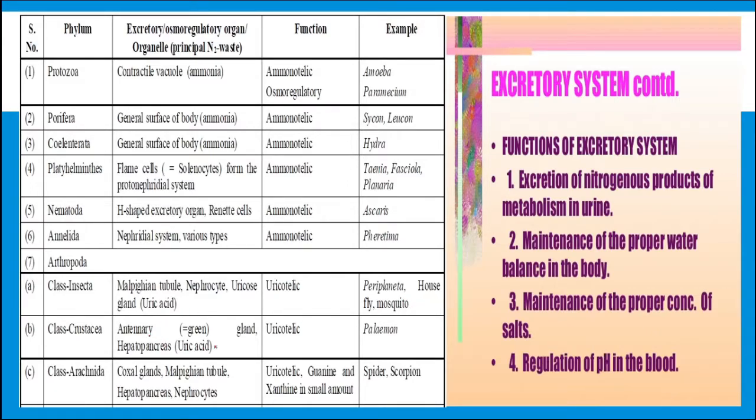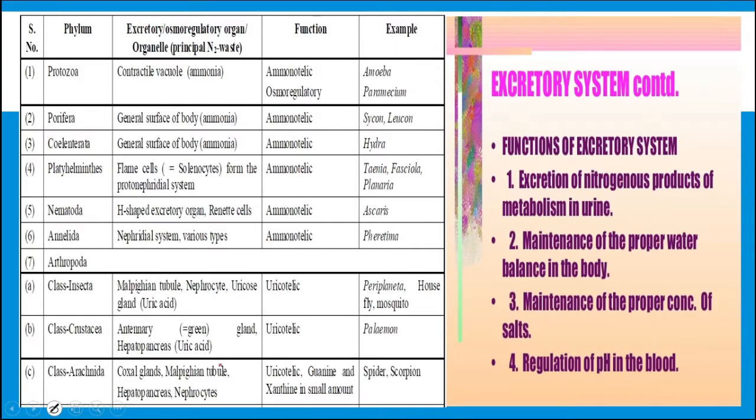In crustaceans, a special type of gland, the green gland, is present, and it is also uricotelic, that means uric acid is excreted. Then in class Arachnida, the special structures are, in some organisms, Malpighian tubules or hepatopancreas, nephrocytes. These are the organs involved in excretion, and this is also uricotelic in nature, for example spider, scorpion, etc.